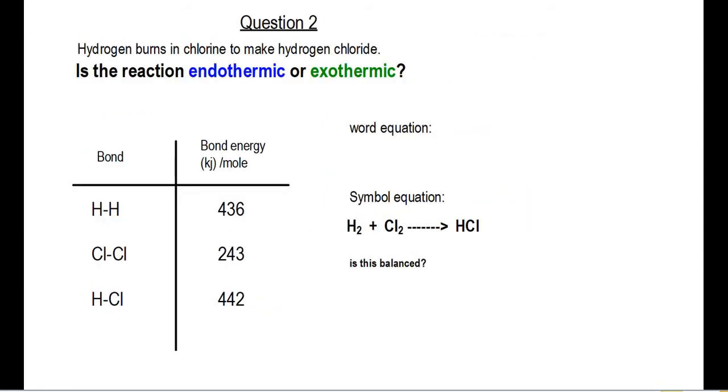Your next question. Hydrogen burns in chlorine to make hydrogen chloride. Is the reaction endothermic or exothermic? Again, you're given the bond energies, kilojoules per mole. And we're given the symbol equation. Write a word equation for that and make sure it's balanced first. It's very important that you balance it because the bond energies are per mole. And so that is per molecule, if you like, of the reactants and the products.